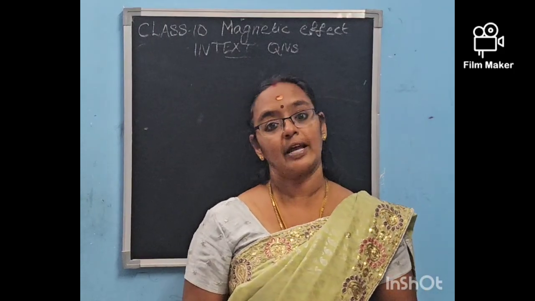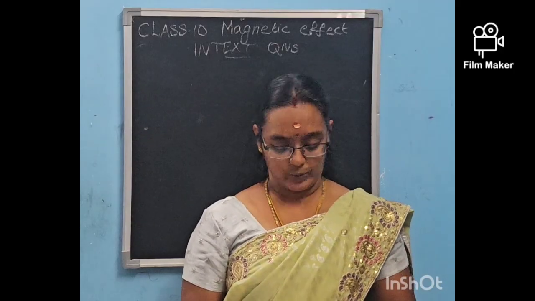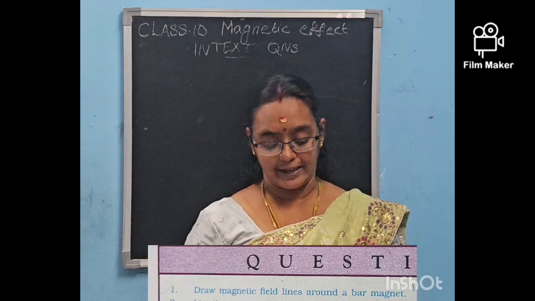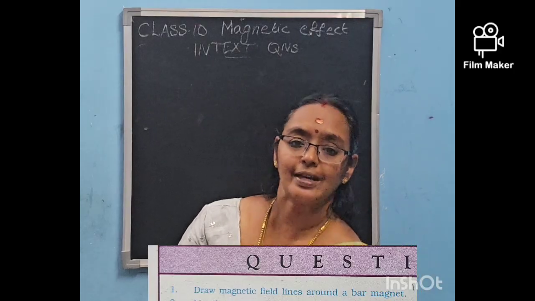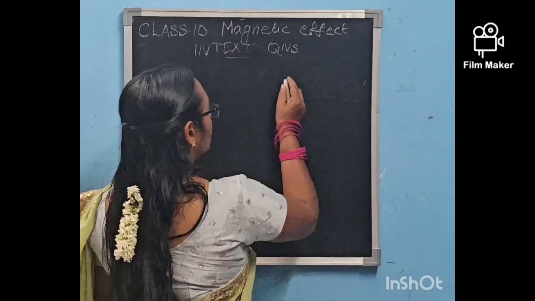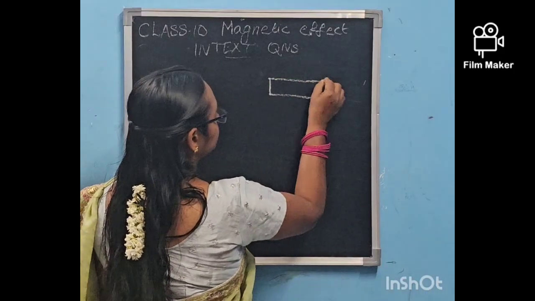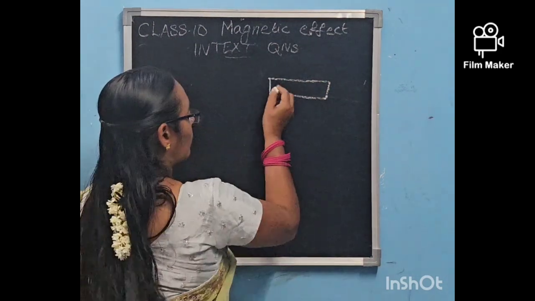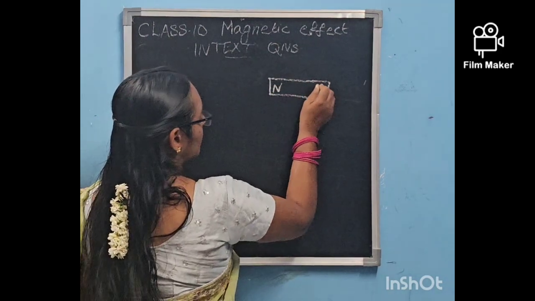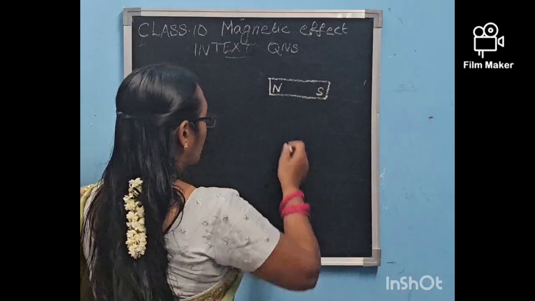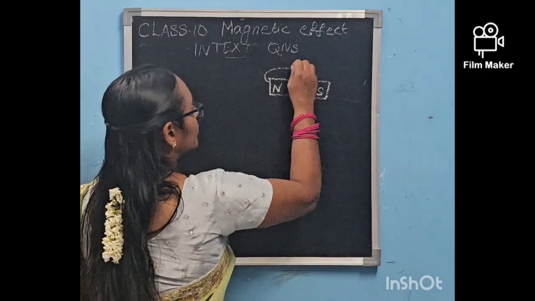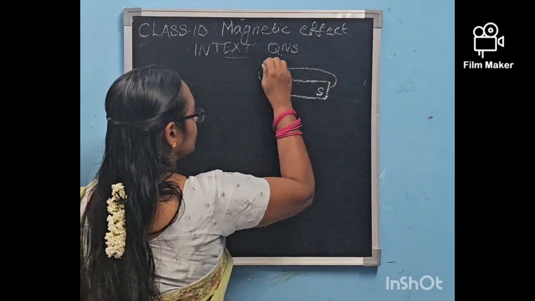The next question can be seen on page number 200. The question is, draw the magnetic field lines around the bar magnet. It's very easy to draw, isn't it? So we have to draw the bar magnet initially, and represent the poles, North Pole and South Pole. And we have to draw the lines of force for the bar magnet.